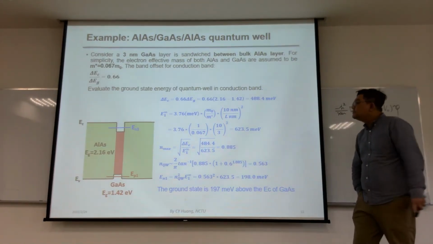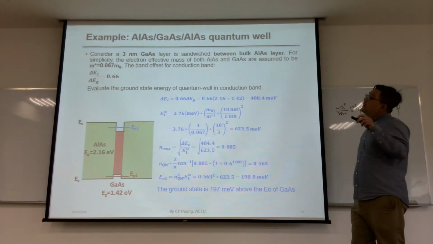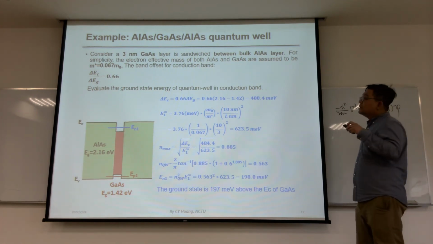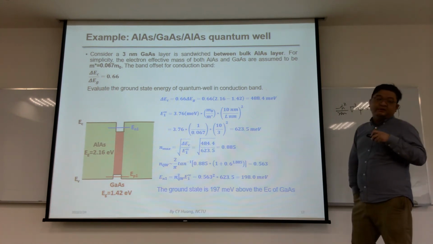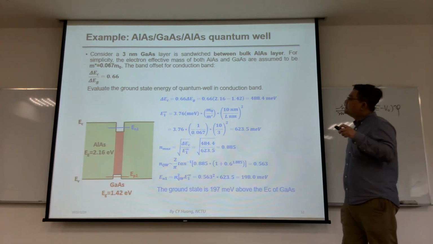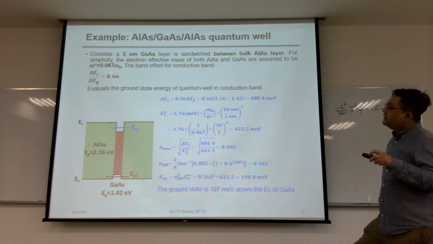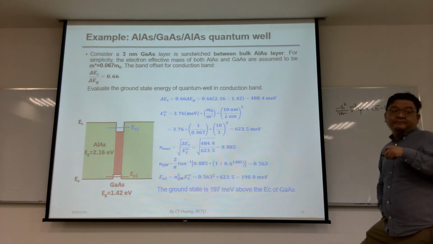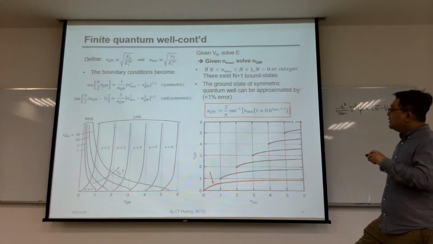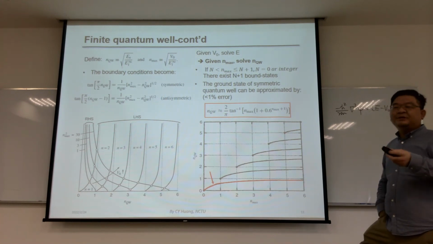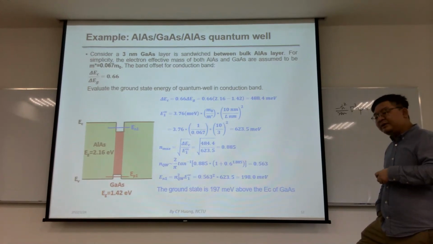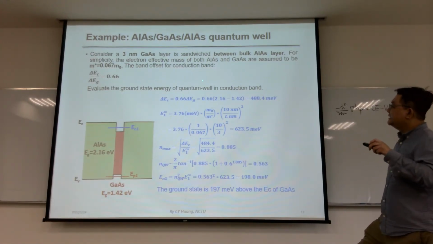So here's an example. For example, we have an aluminum arsenide, gallium arsenide, aluminum arsenide single quantum well. And the quantum well is 3 nanometers, sandwiched by the bulk aluminum arsenide. For convenience, we just let the effective mass be the same. If it's not the same, we still can find a solution, but we can no more use this equation. So for practical reasons, I will always assume it is the same. In real cases, it also doesn't differ much, so it's okay.